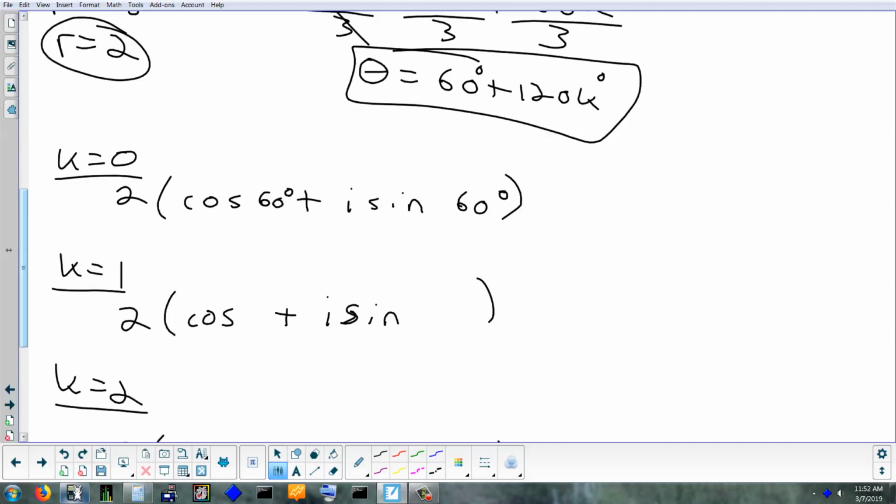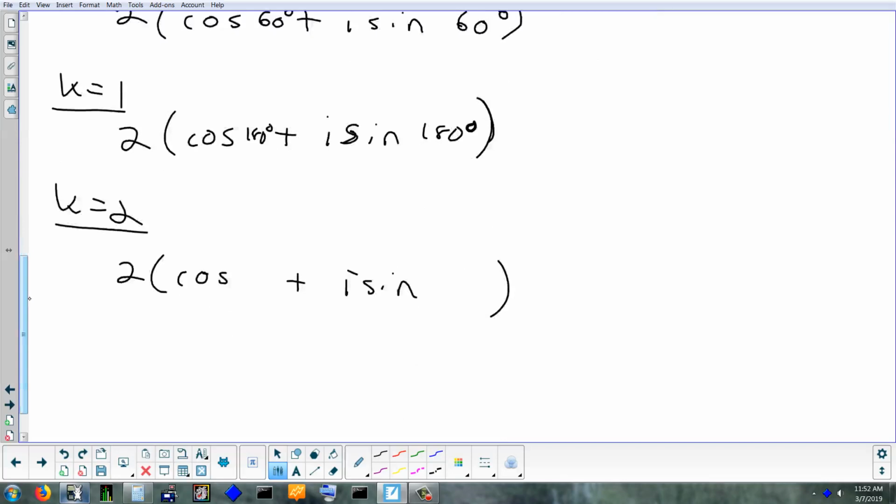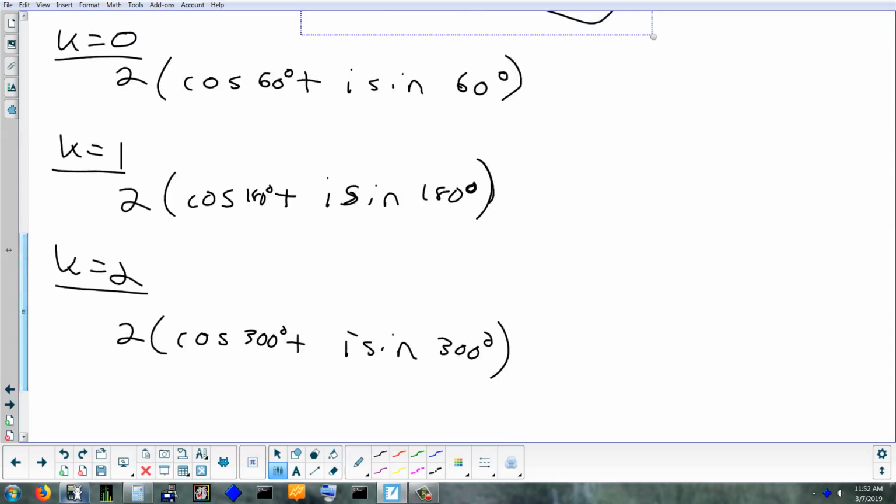Next one, k equals 1. 120 times 1 plus 60. 180. And k equals 2. 120 times 2 plus 60. 300. And those are the 3 answers.